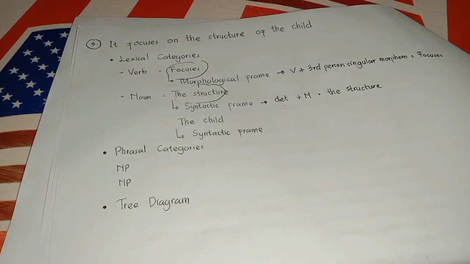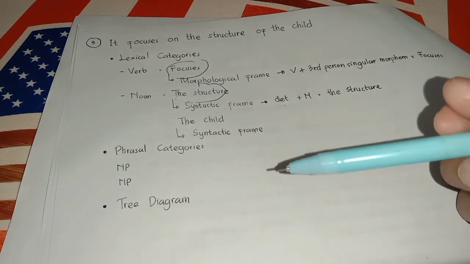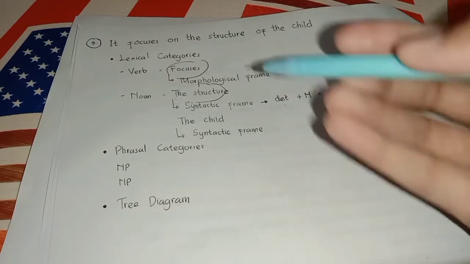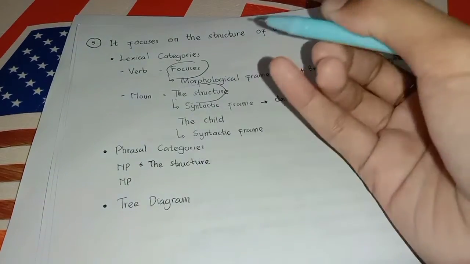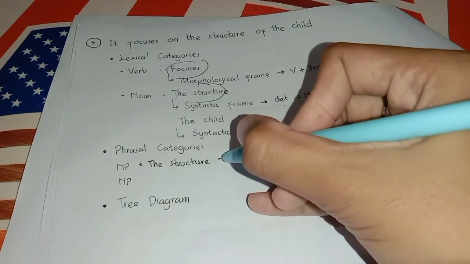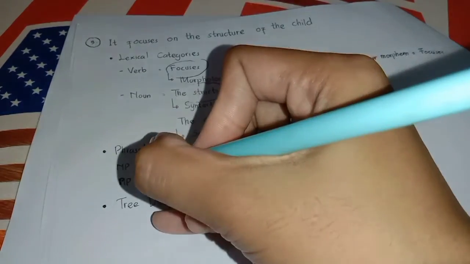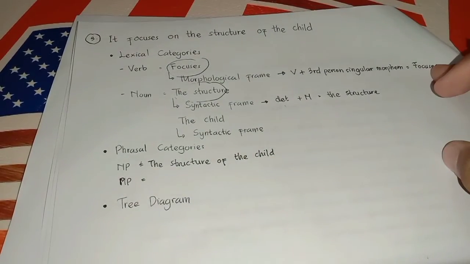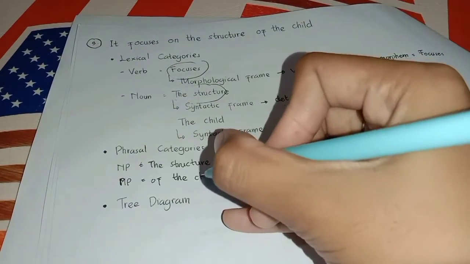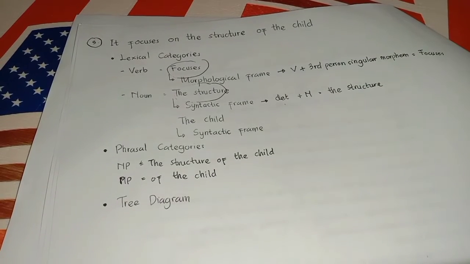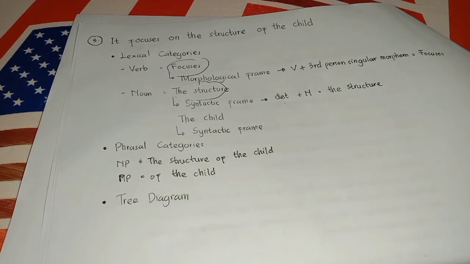For the phrasal categories, I found two noun phrases in this sentence. The first one is "the structure," I mean the structure of the child. I mean this is PP. The prepositional phrase of the sentence is "of the child," with "of" as the preposition. After that, we are able to draw the tree diagram of the sentence.